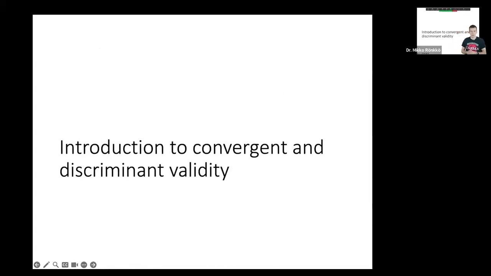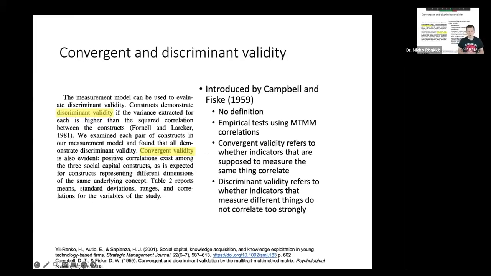So, introduction to convergent and discriminant validity. There's a bit of confusion about these terms and what exactly they mean, and how exactly, particularly discriminant validity, should be assessed in empirical research. This is because of the history of these concepts. These terms were introduced by Campbell and Fiske in 1959. And understanding the context is important because then you understand why there might be confusion.